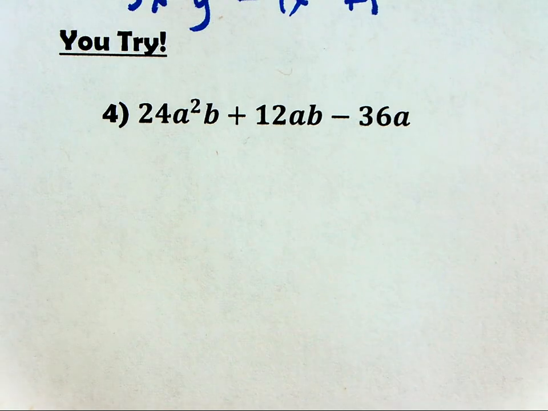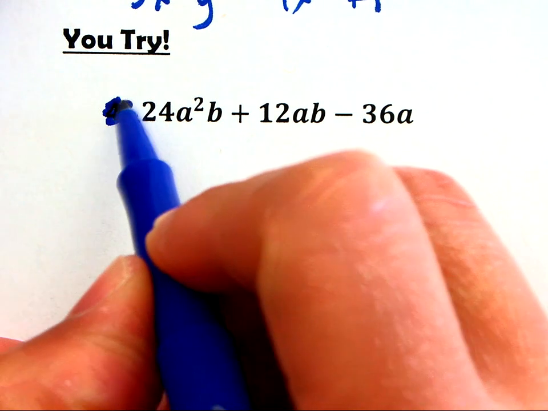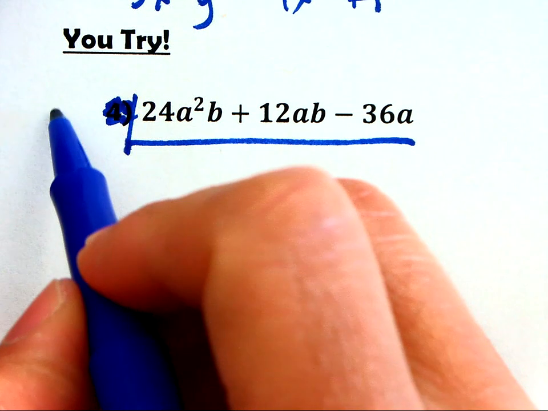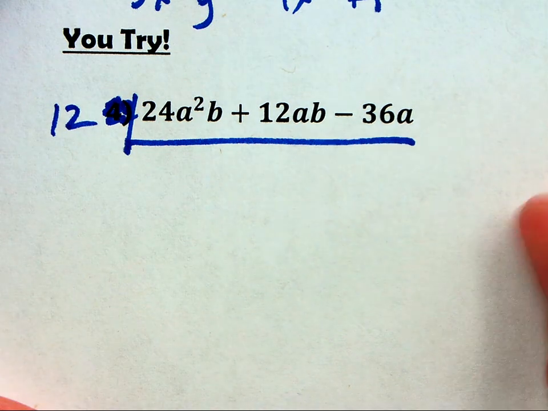All right, here we go. 24, 12, 36 kind of reminds me of an earlier problem where all the coefficients were multiples of 12. I was rambling there. I should have just said they're all divisible by 12.